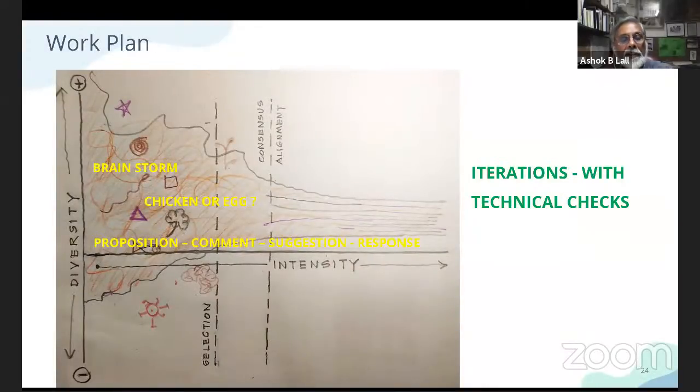So here we are, just an example of how you move from brainstorming, make a proposition, invite comments and analysis, invite suggestions, respond to it, and a new iteration starts. And maybe this goes on two, three, four times till you find that you're really getting somewhere. Next.